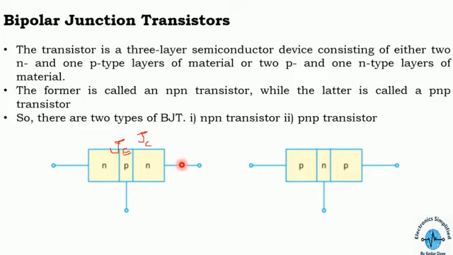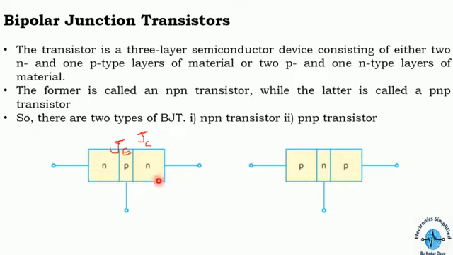So try to understand that the first N region is called the emitter region. In between these two N regions there will be a small slice of P region, that is the base region, not base junction but the base region, and the third region is the collector.